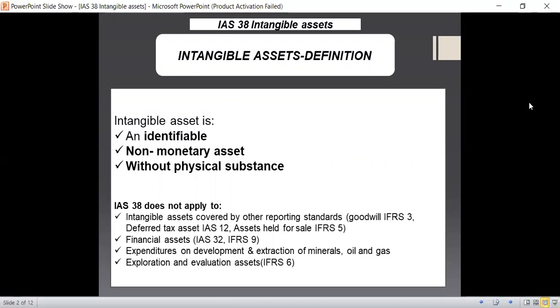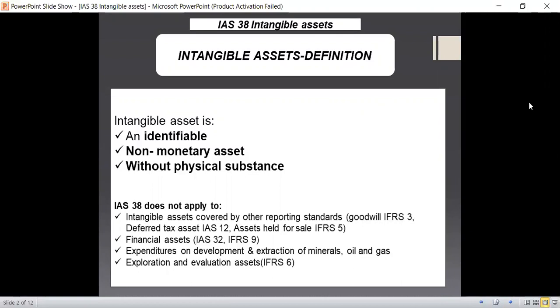Then thirdly, intangible non-current assets do not have any physical substance like other assets, for example, cash or land and buildings or inventories. All of these assets do have physical substance, but intangible assets do not have any physical substance. Examples of intangible non-current assets can be licenses, copyrights, patents, brands, trademarks, franchises, and many more.